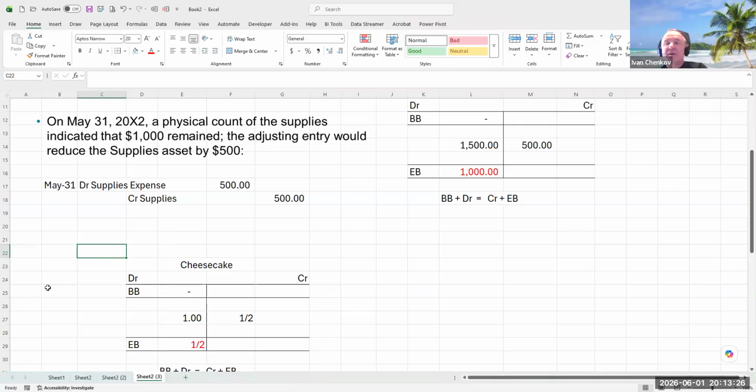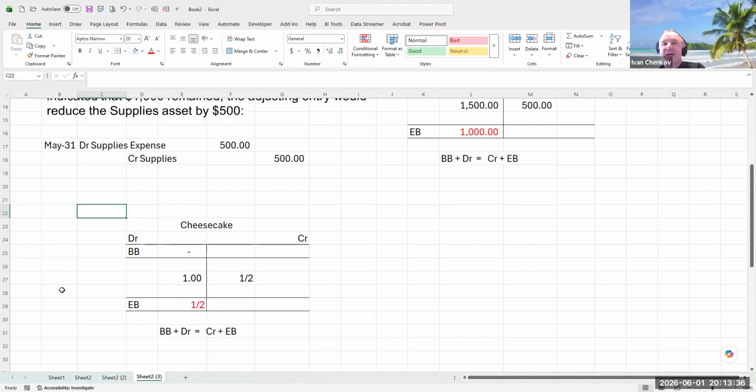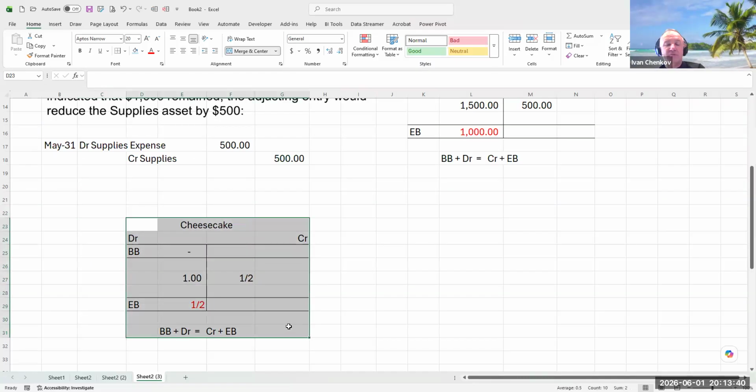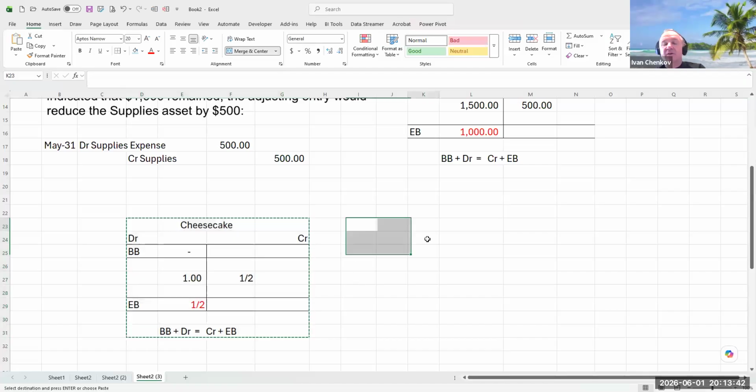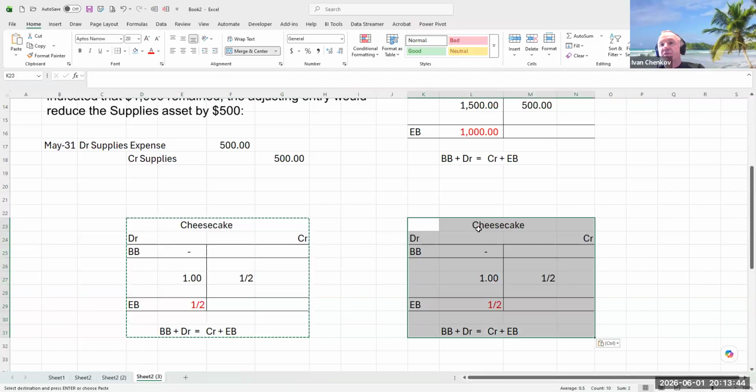Now from the cheesecake it becomes cheesecake expense. Make sense? And you're going to see so many things like this, especially when we're talking about the office supplies, in terms of the items that you have in the fridge.